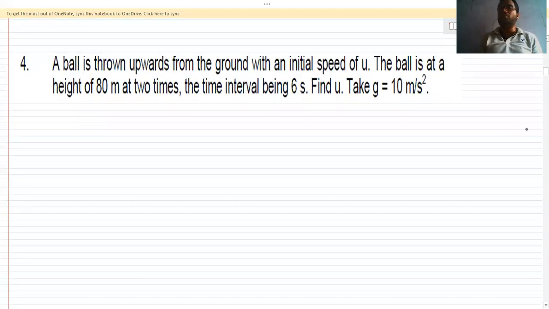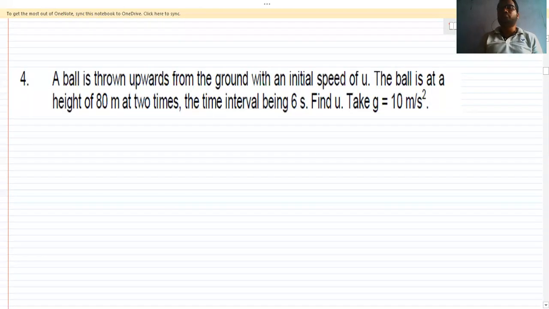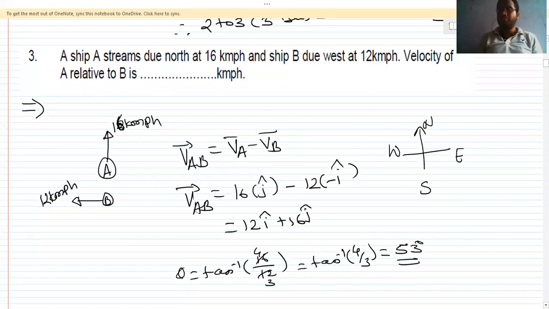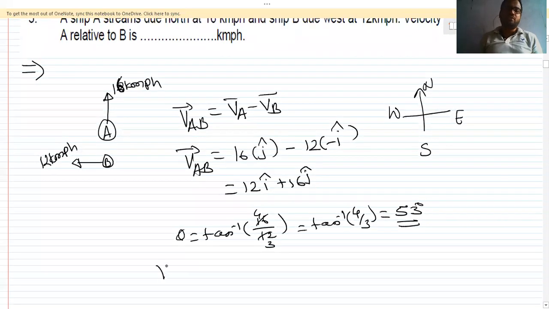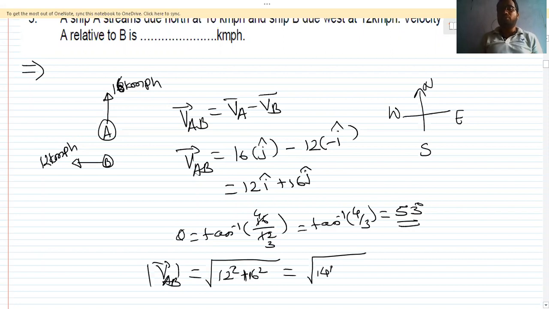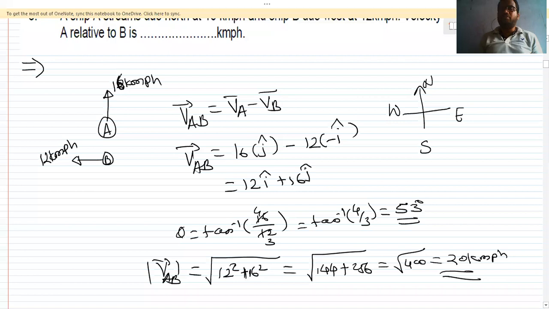And the magnitude, if you want, the magnitude is equal to VAB, the magnitude, which is equal to root of 12 square plus 16 squared, and that is equal to root of 144 plus 256, and if you calculate it, you will get 400, and that is equal to 20 kilometer per hour. So this is the answer which we have. Then we have the fourth question.